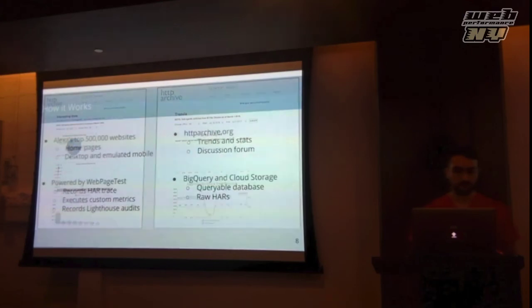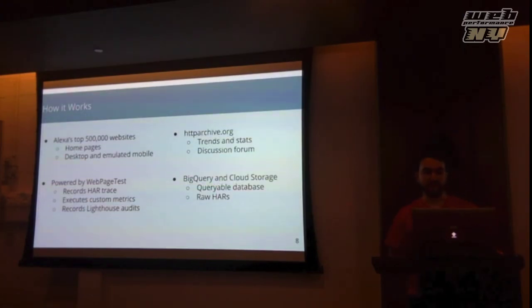This wall of text is a high-level description of what HTTP Archive does. It tracks 500,000 websites as defined as the top websites by Alexa. We crawl the home pages only on both desktop and mobile web. It runs on WebPageTest under the hood. We get all of the metrics that you've come to love from WebPageTest, the waterfall, bar traces. We've recently integrated Lighthouse audits.